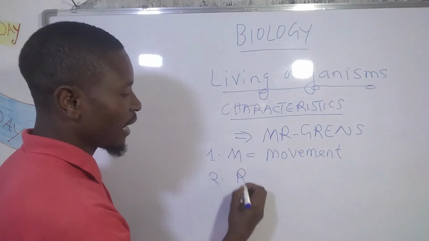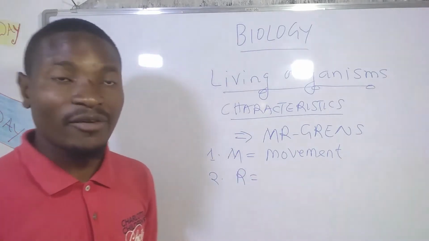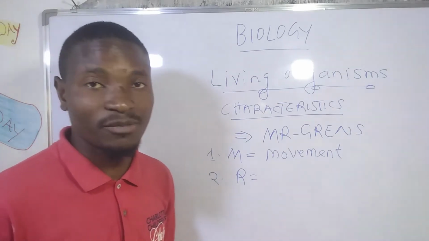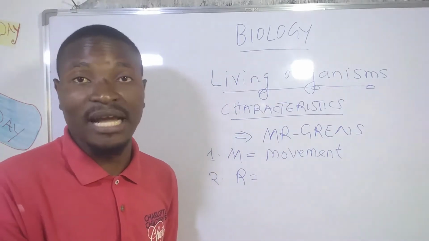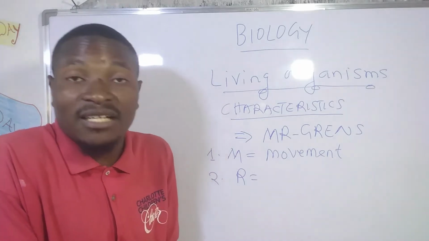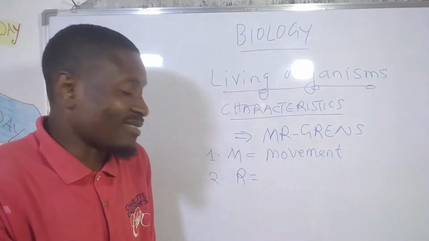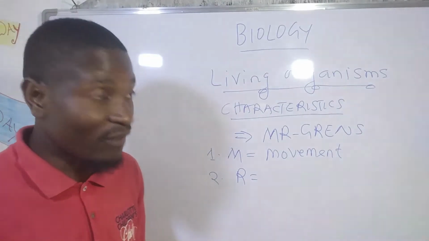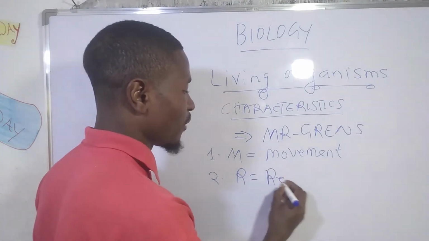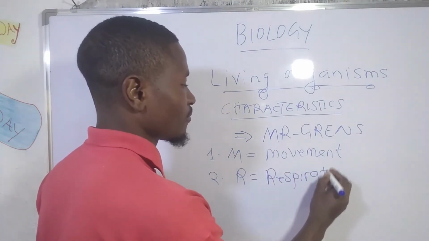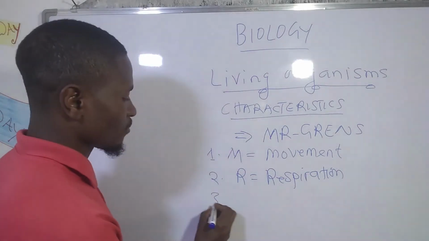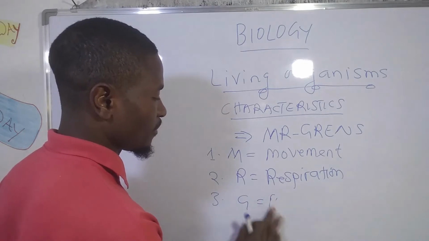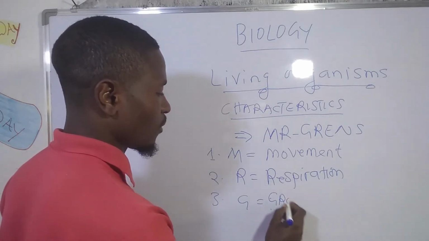And then R. R can be reproduction or respiration, whichever you feel like starting with. You can start with reproduction, that's fine. You can start with respiration, that is fine too. I'll start with respiration. Number 3, we've got G, so that is growth.